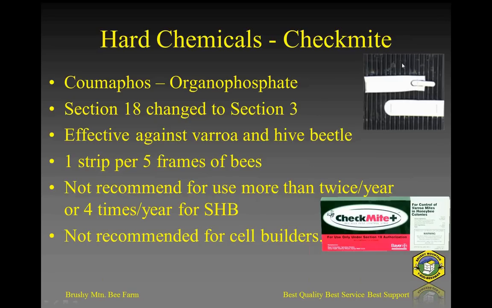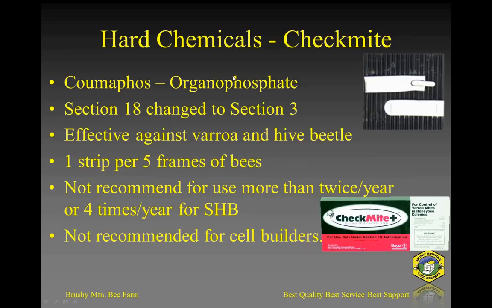And this piece of Corex plastic up here with the Checkmate strip cut in half and stapled to the plastic piece here is how you administer this product for hive beetles, because you put this on your bottom board with the strips facing down, and the beetles scurry into these little grooves and come in contact with the Checkmate and are therefore killed by that. So you've got, again, 1 strip per 5 frames of bees.